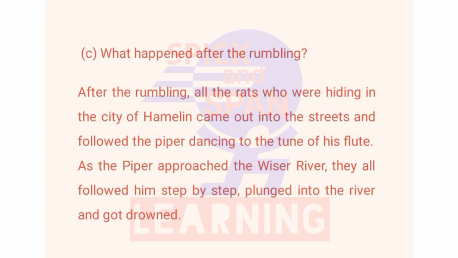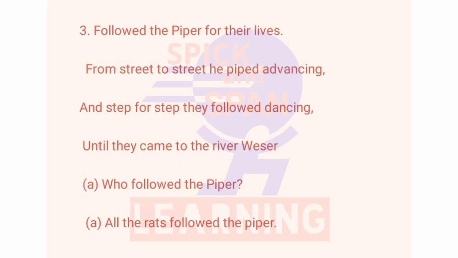Question C. What happened after the rumbling? Answer. After the rumbling, all the rats who were hiding in the city of Hamelin came out into the streets and followed the piper dancing to the tune of his flute. As the piper approached the Weser river, they all followed him step by step, plunged into the river, and got drowned.